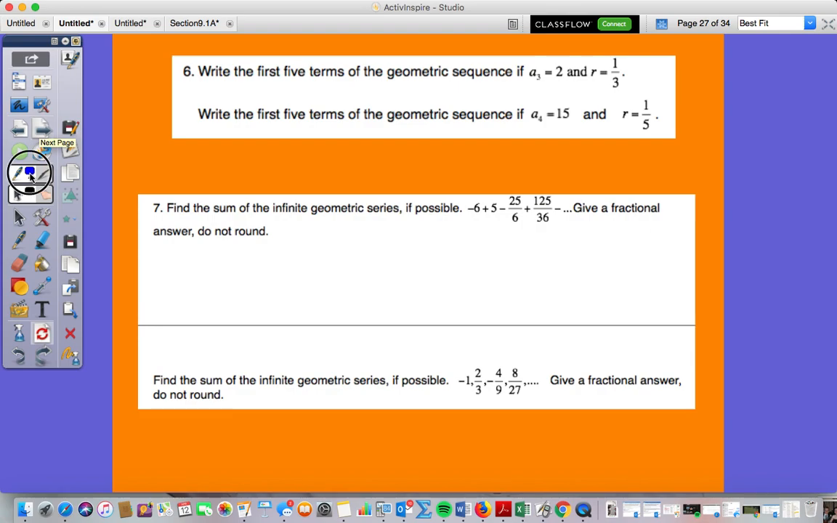On number 6, it says write the first 5 terms of the geometric sequence. So we only need 5 terms, right? They give us the third term, which is 2. Does that make sense so far? To get to the fourth term, with r being 1/3, what would I do? Multiply, because it's geometric. 1/3. Good. And what would that change the fourth to?